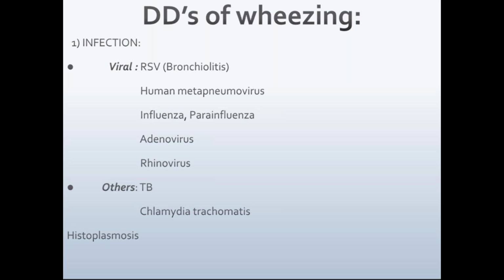First, the common thing you all know is infections. The most common infection is respiratory syncytial virus causing bronchiolitis. Bronchiolitis is inflammation of the bronchioles, resulting in bronchial wall edema and obstruction, thereby producing wheeze. Other viruses that can produce bronchiolitis are human metapneumovirus, influenza and parainfluenza virus, adenovirus, and rhinovirus. Other infections that can also cause it are tuberculosis, Chlamydia trachomatis, and histoplasmosis.